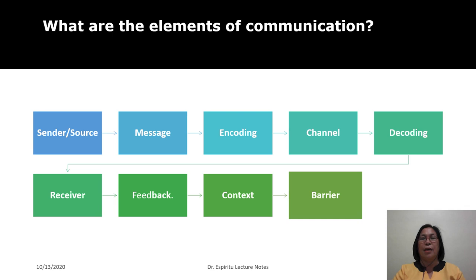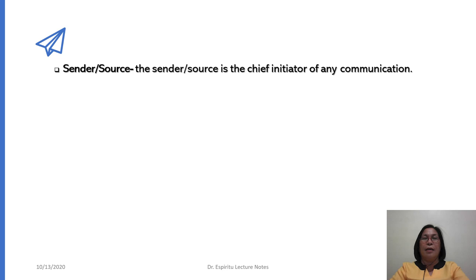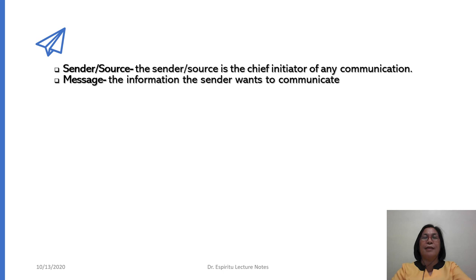Okay, so let's start. I define them each in detail. When you say source or sender, that is the chief initiator of any communication. So that's the first one who says, for example, hi. Then the message is the information that the sender wants to communicate. So hi means you want to start a conversation. Okay, just a simple word.